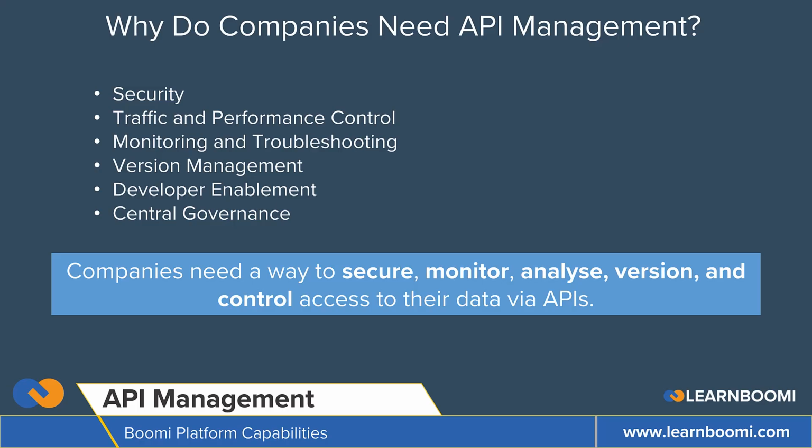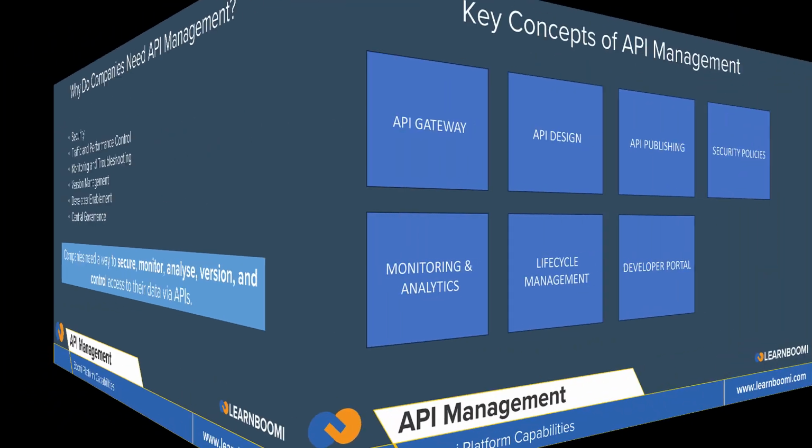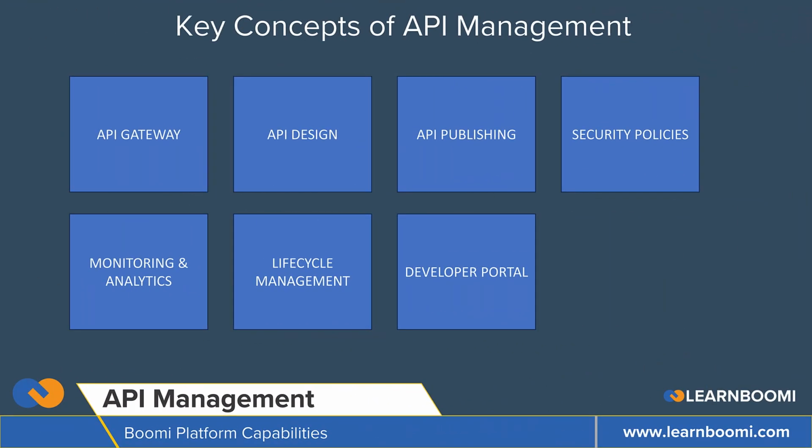Next is developer enablement. External or internal developers need documentation and a simple way to consume the APIs. Next is central governance. Enterprises need one place to manage all the APIs, track their usage, and apply the policies. So without API management, systems become vulnerable, inconsistent, and extremely difficult to scale. So let's understand the key concepts of API management.